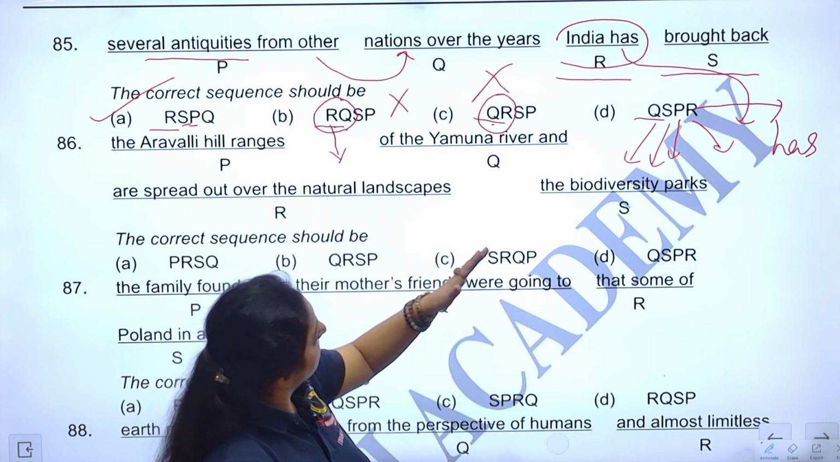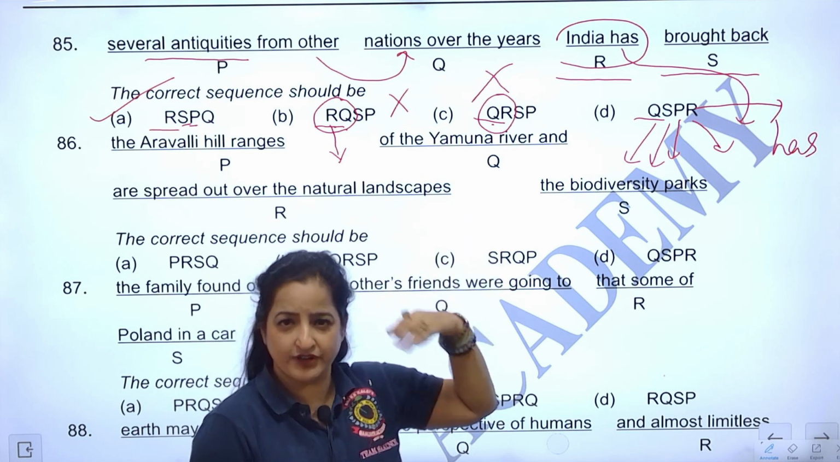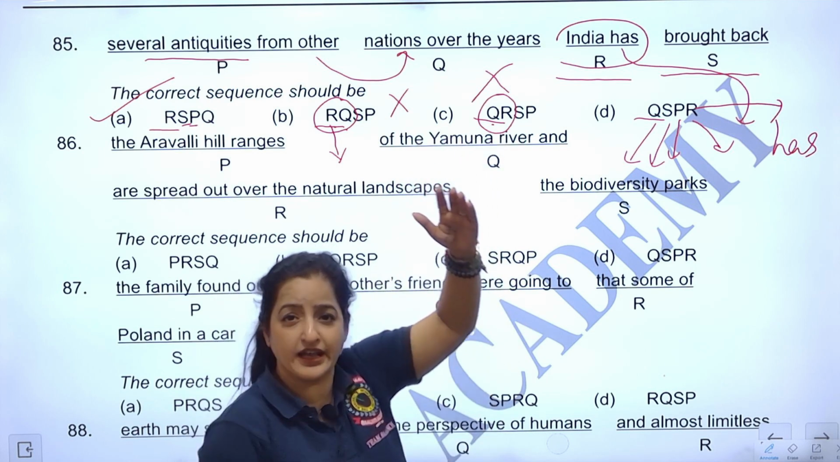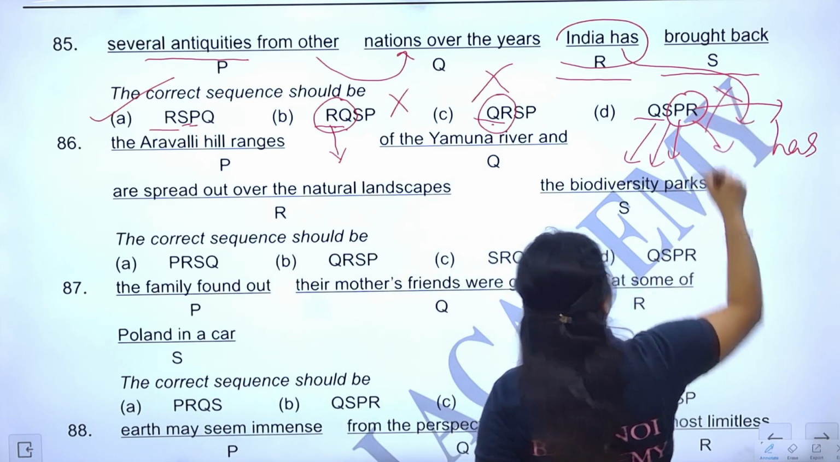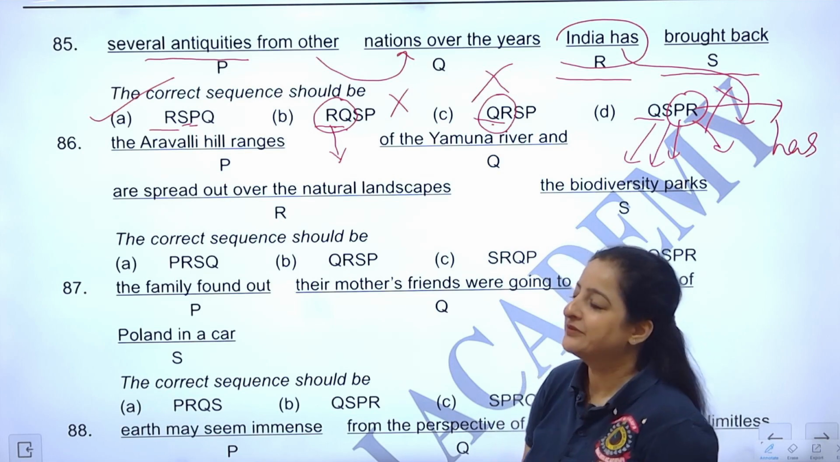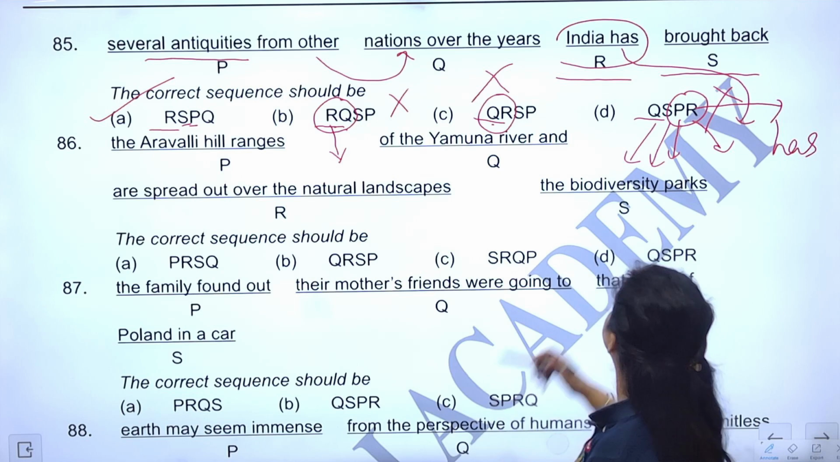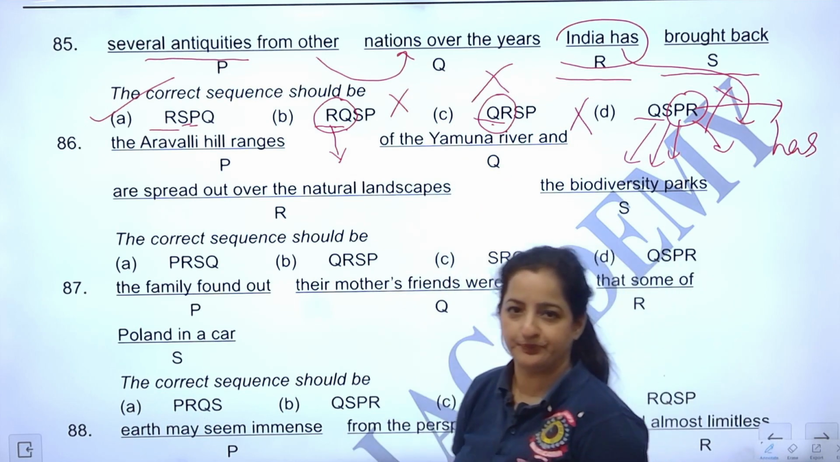Nations over the years brought back several antiquities from other what? Some things they should write, but some from other India has. So this P and R is horrible. Horrible, terrible. It doesn't make sense. We don't end sentences with a verb again. So this is how delta is also not the right answer. The correct answer is alpha. Fine.